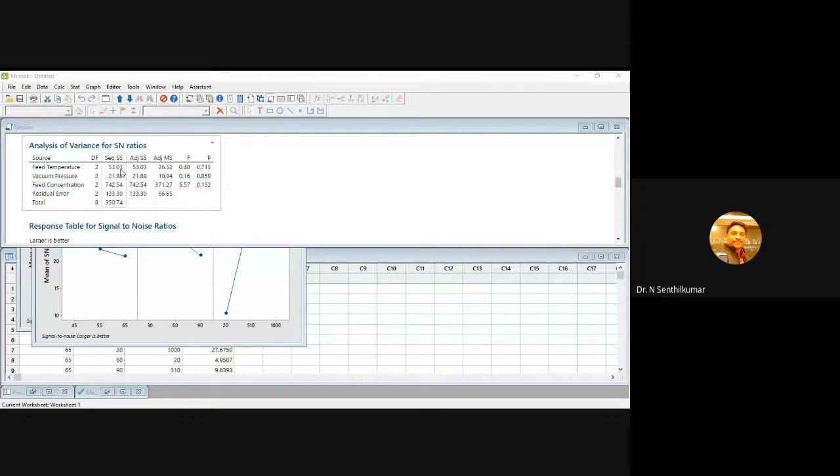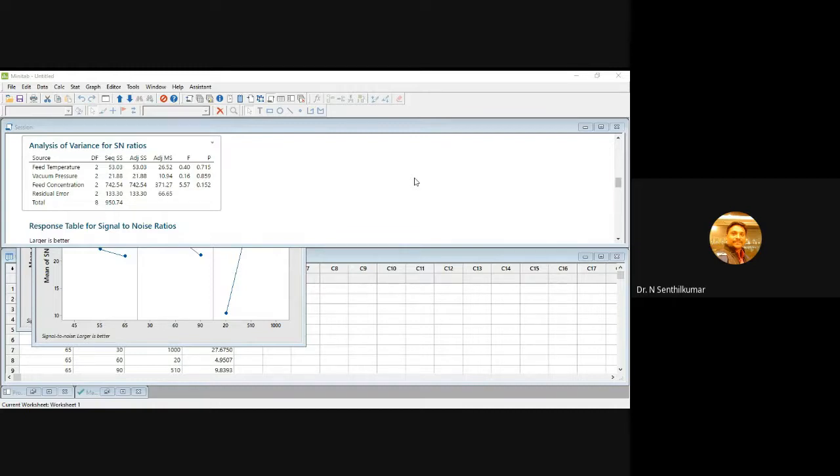53.03. The total is 950.74. So the percentage contribution is 5.58% only. So the feed temperature has contributed only a meager 5.58%. For vacuum pressure, 21.88 divided by the total sequential sum of squares, 950.74 into 100, which is equal to 2.3%. So the 2.3% is influenced by this vacuum pressure.